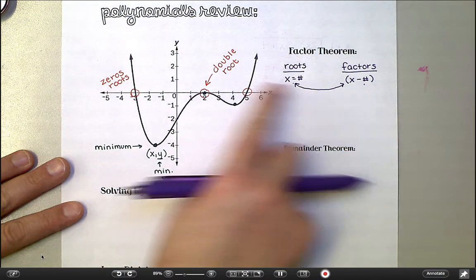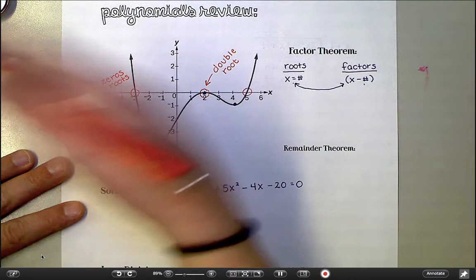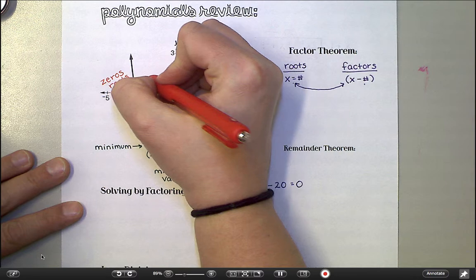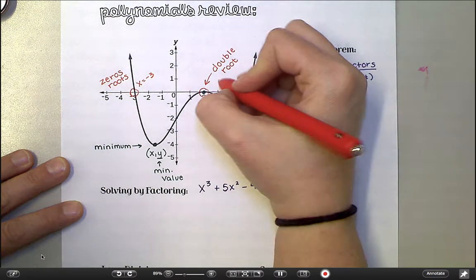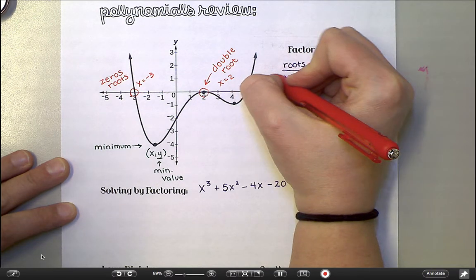So just looking back at my graph here, I have zeros at x equals negative 3. I have a 0 at x equals 2 and x equals 5.